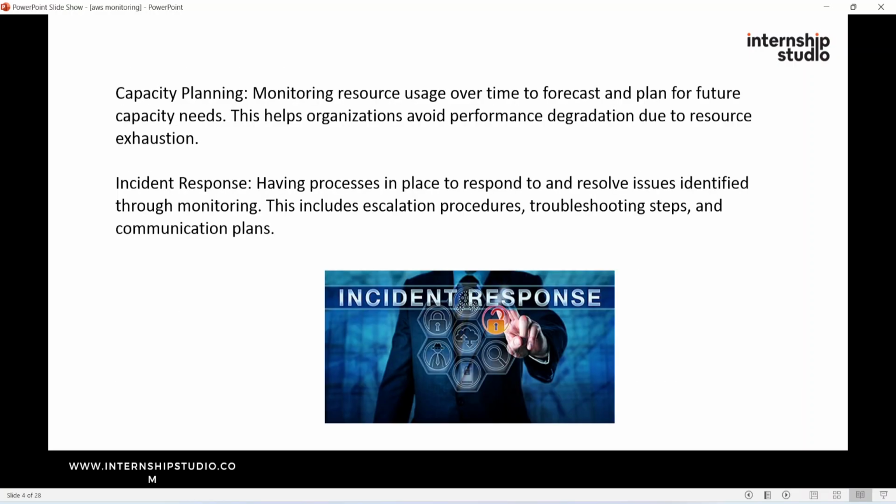Next is capacity planning. This means monitoring resource usage over time to forecast and plan for future capacity needs. This helps organizations avoid performance degradation due to resource exhaustion. Next, we have incident response, which means having processes in place to respond to and resolve issues identified through monitoring. This includes escalation procedures, troubleshooting steps, and communication plans.